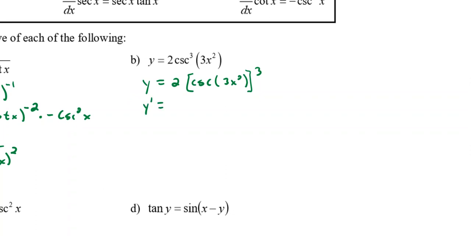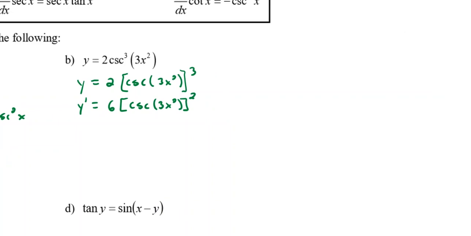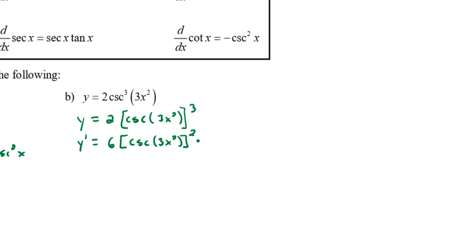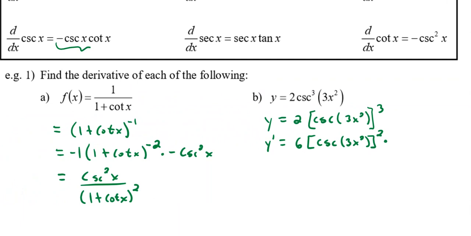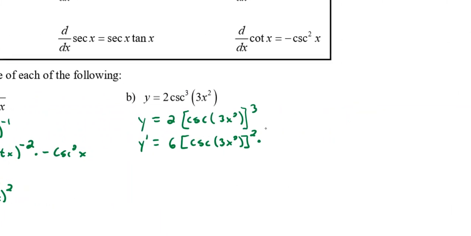So y prime is equal to, bringing the 3 down and multiplying by the 2, that's 6, and then cosecant 3x squared to the power of 2 now. That's the first part of the chain, and then for the second part I need to multiply by the inside. So times, and what was the derivative of cosecant again? Cosecant was that long one. That one: negative cosecant x cotan x.